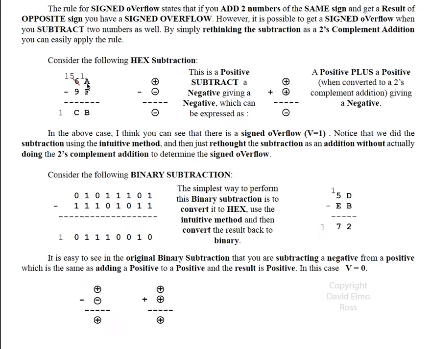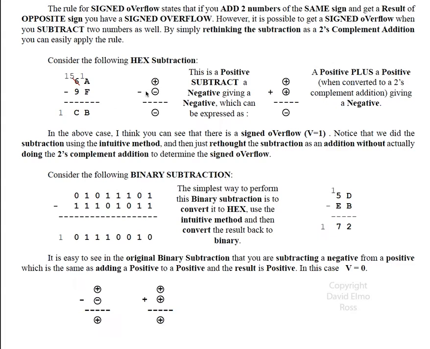For instance, 6A subtract 9F. 6 is a positive number because the most significant bit of 6 is a 0, which makes it positive. 9 is a negative number because the most significant bit of 9 is a 1. So what we have here is a positive, subtract, a negative. And our answer is CB, which indeed is negative because C starts with a 1 as well.